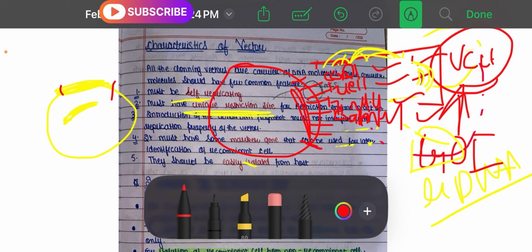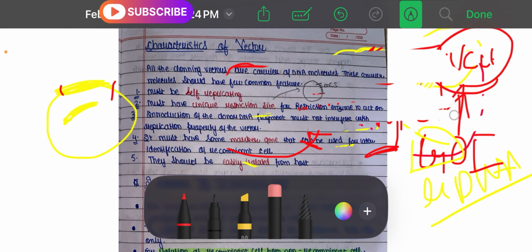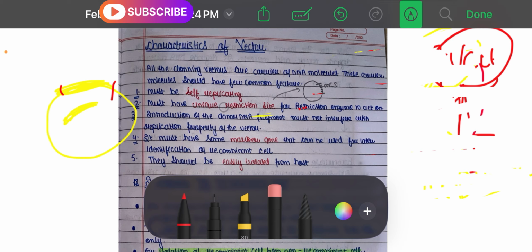If my restriction enzyme is of the EcoR1 type, it comes and cuts only at the EcoR1 site. When the restriction enzyme cuts at the restriction site of EcoR1, that site is removed. And my gene of interest, because it is cut with the same type of restriction enzyme, is going to come and bind over here. Clear? This is the whole process of how the plasmid works.